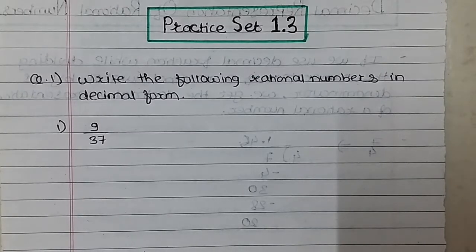Hello students, in the earlier video we learned the decimal representation of rational numbers. Now in this video we will learn Practice Set 1.3, which is based on how to calculate decimal numbers from a rational number. Your first question is: write the following rational numbers in decimal form. We want to write the following rational numbers in decimal form here.